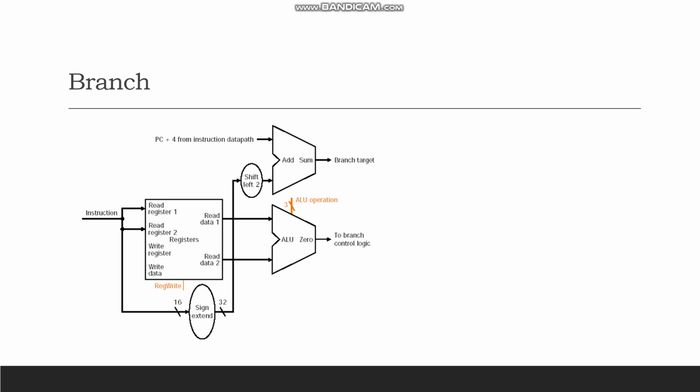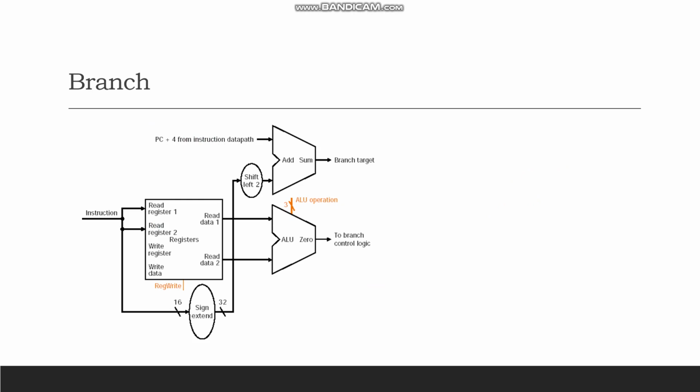Branch. Branch on equal: BEQ $RS, $RT, offset. Requirements: compare the contents of two registers. Shift the 16-bit offset left by 2 bits to get the word address. Add the shifted offset value to the value of PC plus 4 to get the branch target address. Update the PC with the branch target if the operands are equal.